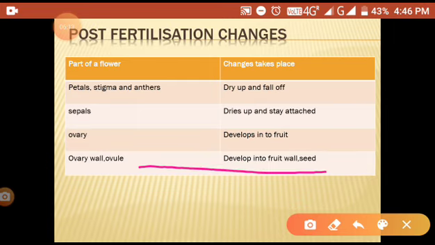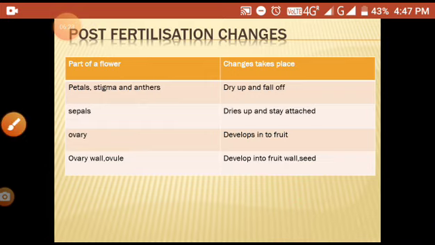The ovule develops into a seed. After the zygote is formed in the fertilization process, the ovule, which holds the male and female cells, is converted into a seed. These are the post-fertilization changes which occur in a flower after fertilization.